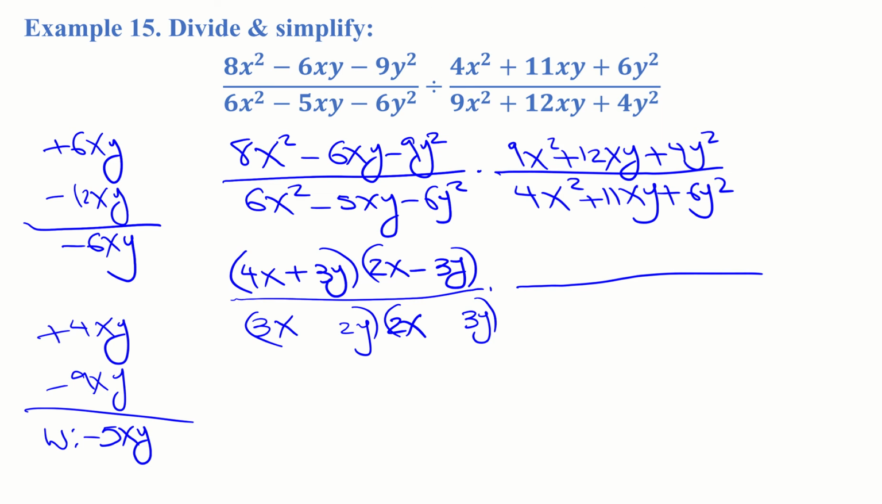So let's make sure first times first is first, last times last is last. Inner product is positive 4xy, outer product is negative 9xy. You add them, you get negative 5xy, which is what you have here. All right, so we'll continue with these.